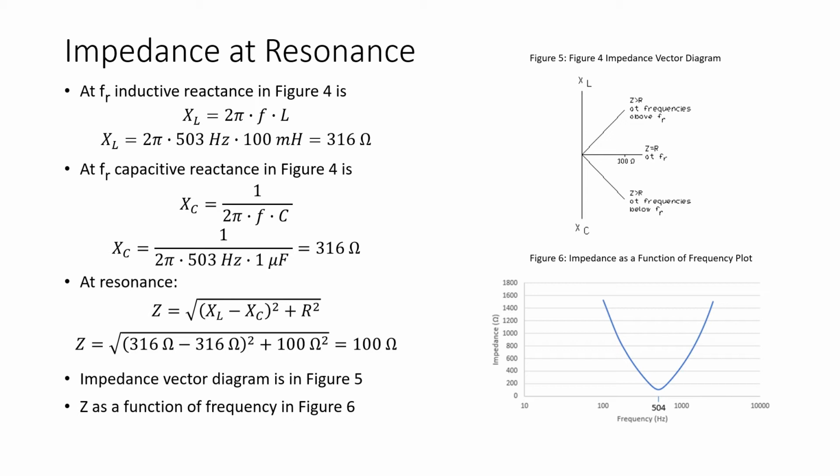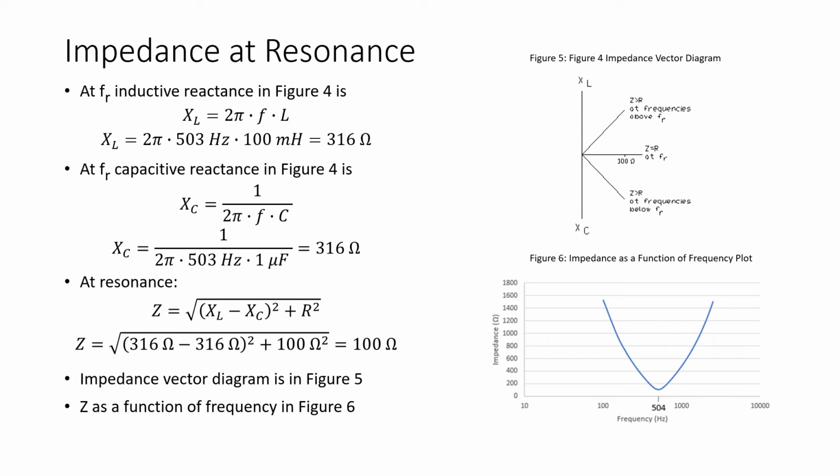Now, figure 6 provides us a plot of the impedance as a function of frequency. And note that with this plot, we see that impedance is minimum at the resonant frequency, 504 hertz, and impedance increases below the resonant frequency and above the resonant frequency, again because we're now operating at frequencies where either X sub C is greater than X sub L or X sub L is greater than X sub C.